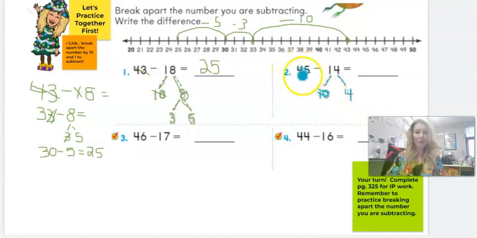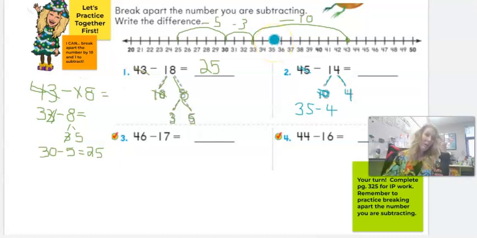What is it? 35. So I have a new number, 35. What am I subtracting from 35? 4. Can I do that here? Yes. On the number line, I can say 35 minus 4.